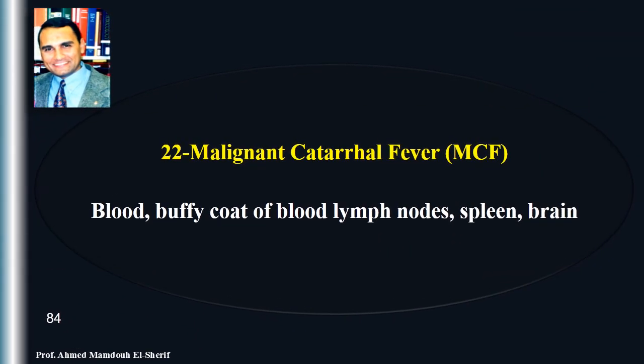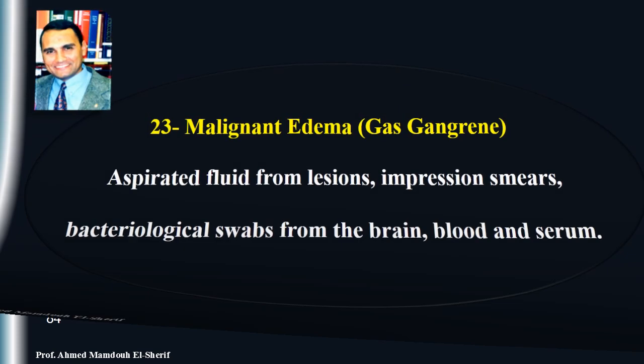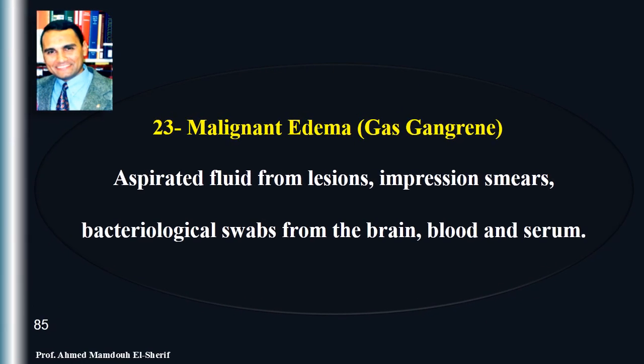Malignant catarrhal fever or MCF. The most suitable samples are blood, buffy coat of blood, lymph nodes, spleen, and brain. In case of malignant edema or gas gangrene, the suitable samples are aspirated fluid from lesions, impression smears, bacteriological swabs from the brain, blood, and serum.